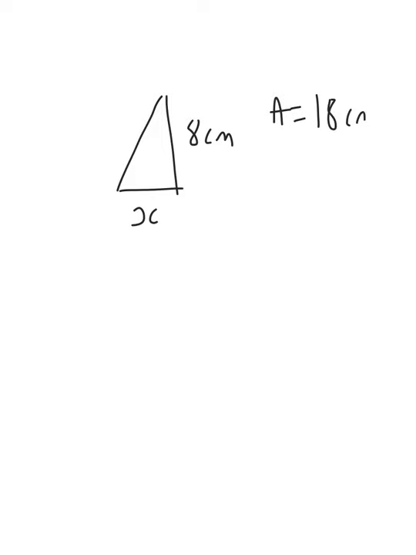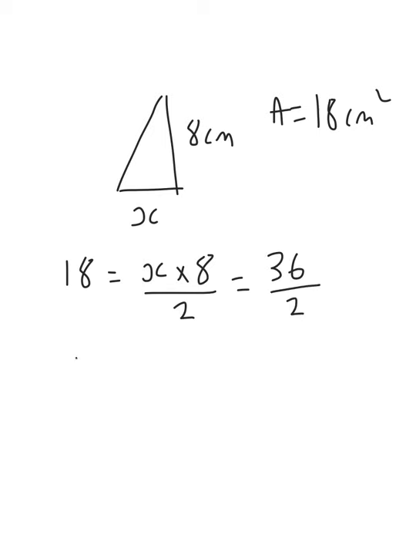Okay, so let's do the next one. The triangle is rotated, but that doesn't make any difference to the way that we're going to do this question. That's 8 centimeters, and you're told that the area is 18 centimeters squared. So I know that 18 is a number x times 8 divided by 2. So what number divided by 2 gives me 18? It's 36. So I know that 36 must equal x times 8.